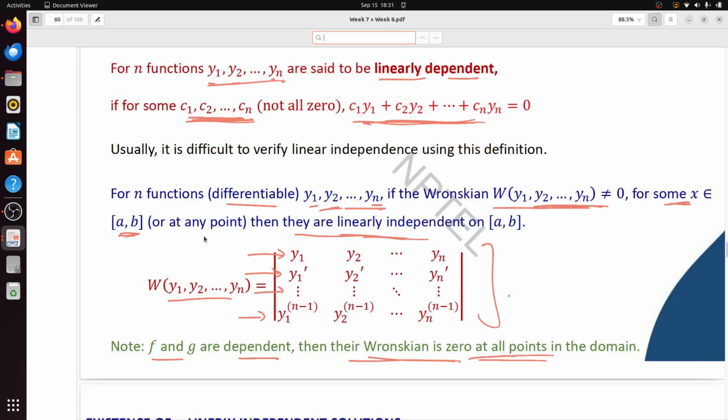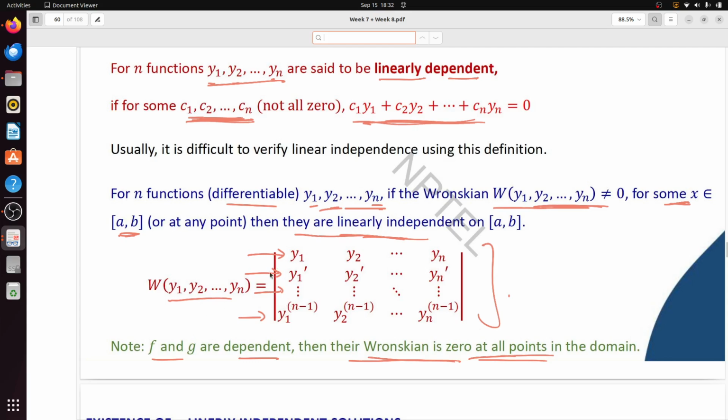For n differentiable functions y1, y2, ..., yn, if the Wronskian is not equal to 0 for some x in the closed interval [a, b], then they are linearly independent on [a, b]. This is actually a theorem. If f and g are dependent, then their Wronskian is 0 at all points in the domain. Am I clear? So you will just need to compute the Wronskian.